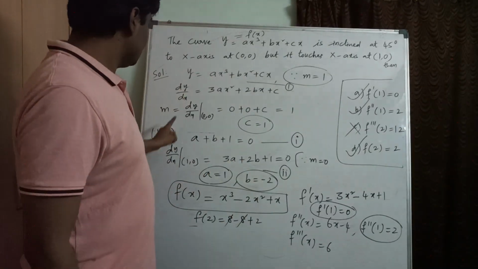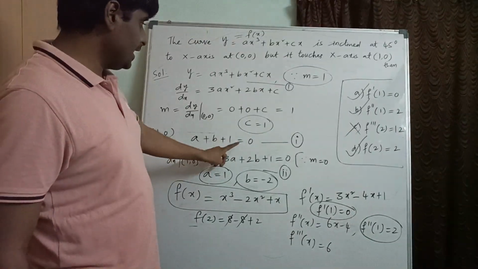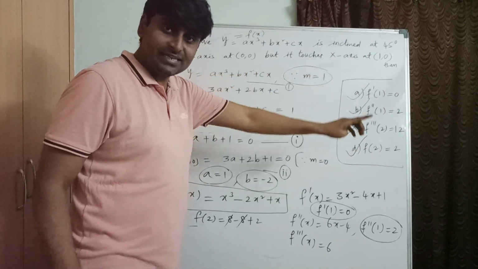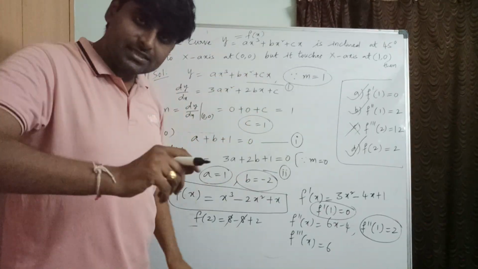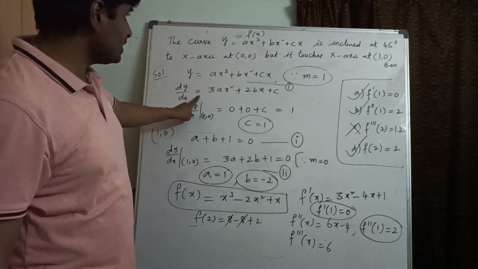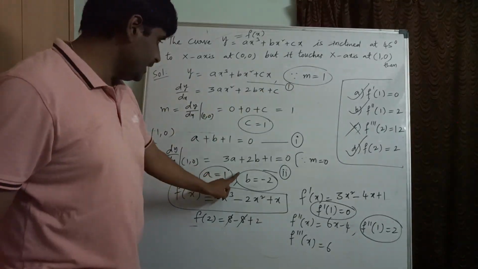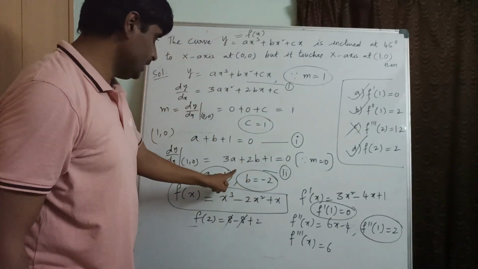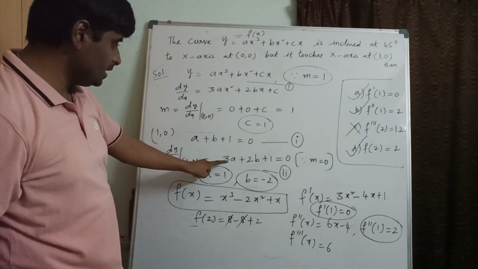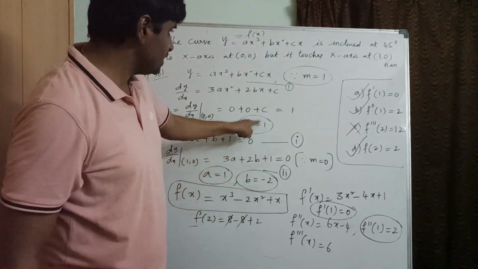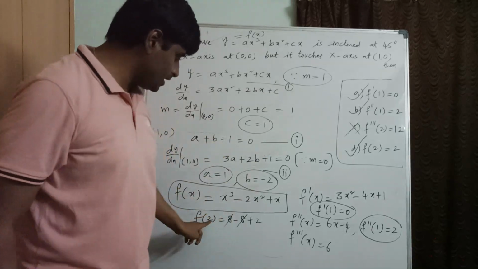(1, 0) we can substitute on the curve. We will get one equation. And at (1, 0) the slope is 0 because it is touching the x-axis. So the x-axis is a tangent. The slope is 0, so in dy by dx we can substitute (1, 0) and equate to 0. From these two equations, 1 and 2, we can get the a, b, c values. So that function will become original now.